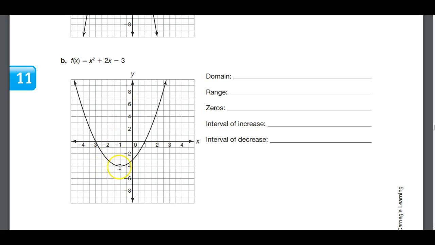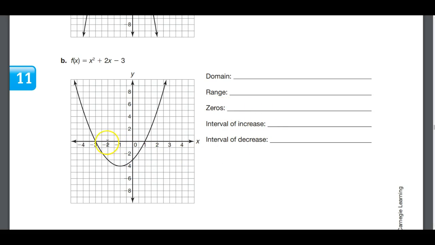My range starts at 4. So I'd start with a square bracket at 4 because we're going to include 4. Output does appear to include 4. So we got 4 with a square bracket, comma, positive infinity with a parentheses. So starts at 4 and goes up to infinity.